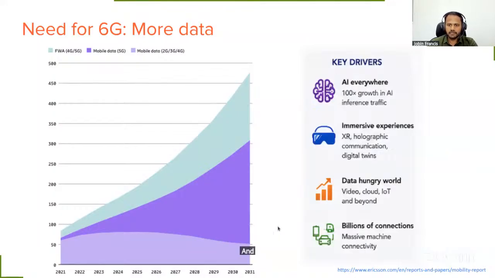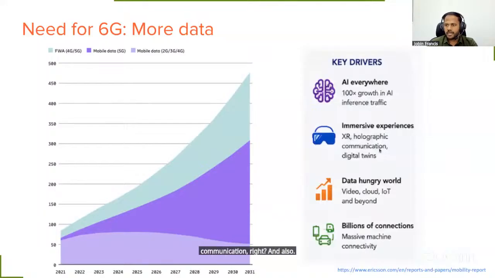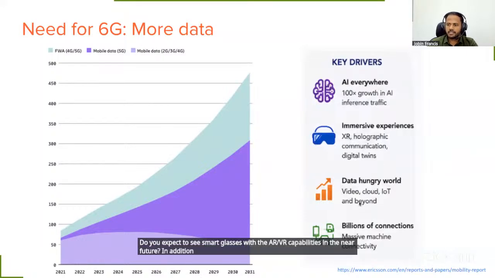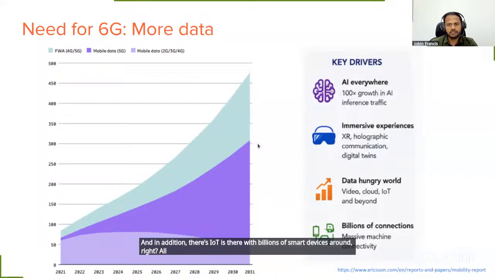This expected growth is going to be driven by AI. Now there is a widespread adoption of AI. You can see AI everywhere. Everyone is using ChatGPT and large language models. Training and even inference of such models require a lot of communication. Also, you expect to see smart glasses with AR, VR capabilities in the near future. In addition, you also have the consistent multimedia consumption with high quality video and audio streaming. Online gaming is also going to be there. And in addition, there's IoT with billions of smart devices around. All of this is going to push the growth in traffic.